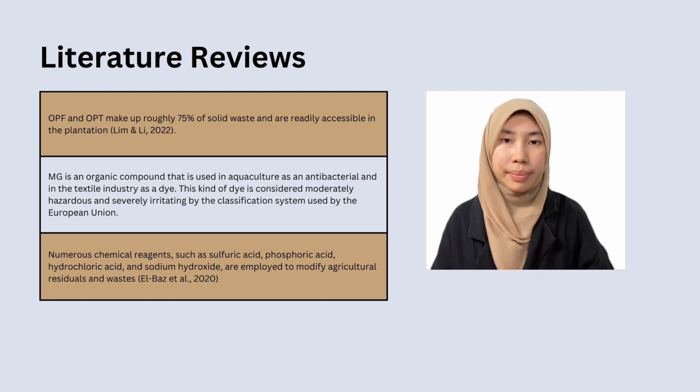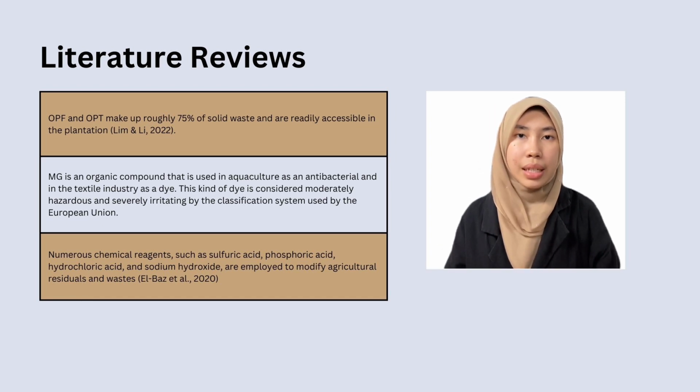Malachite green is an organic compound that is used in aquaculture as an antibacterial and in the textile industry as a dye. This dye is considered moderately hazardous and severely irritating by the classification system used by the European Union.